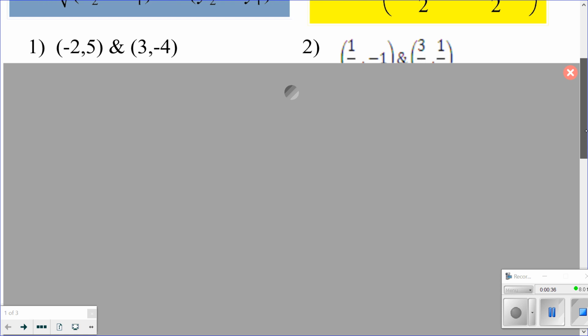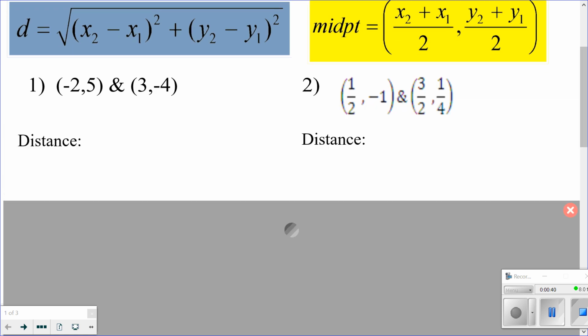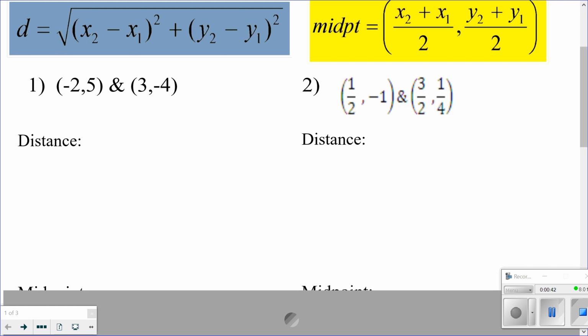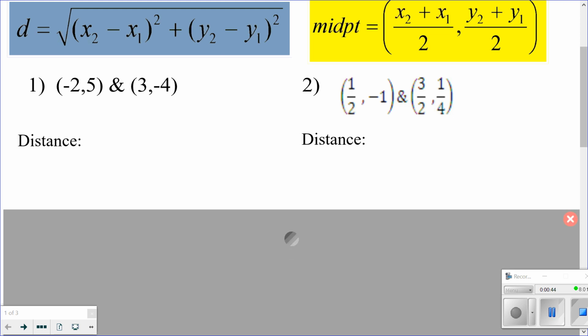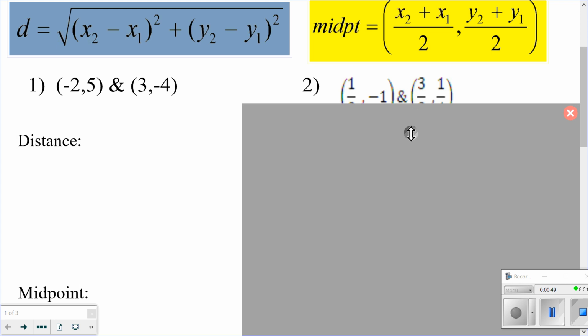The first thing I do when I get ready to work these problems is to identify what x1, y1, and x2, y2 are. So let's start over here. I just usually let the first ordered pair be the x1 and the y1, and the second ordered pair be the x2, y2. It doesn't really matter, though. You can move them around if you want to. It doesn't make any difference.